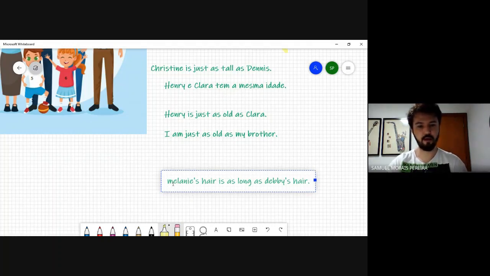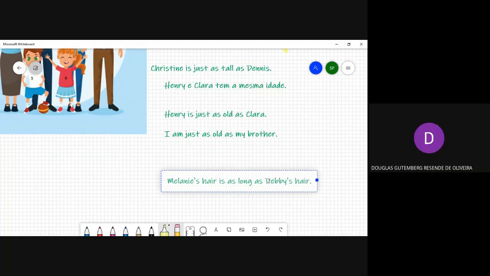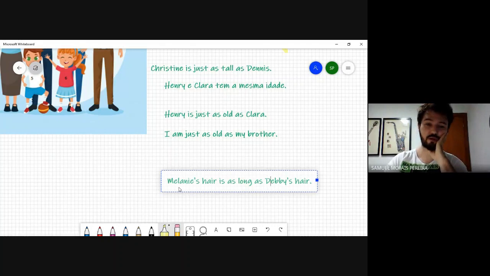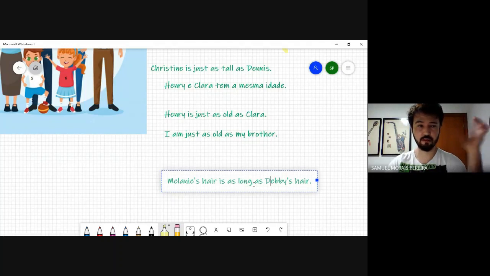Ó, Melanie's hair is as long as Debbie's hair. O cabelo de Melanie é tão longo quanto o de Debbie. Exatamente, ó. O cabelo de Melanie é tão longo quanto o de Debbie. Mas você também pode falar assim, ó. O cabelo de Melanie e Debbie tem o mesmo comprimento. Tá vendo a adaptação da tradução? Ou são do mesmo tamanho, a gente fala em português. São do mesmo comprimento. Entenderam?